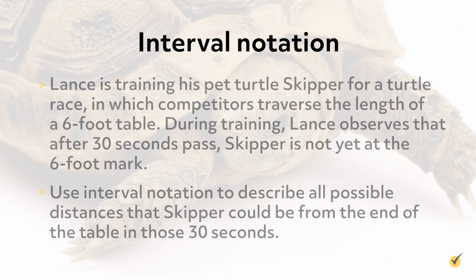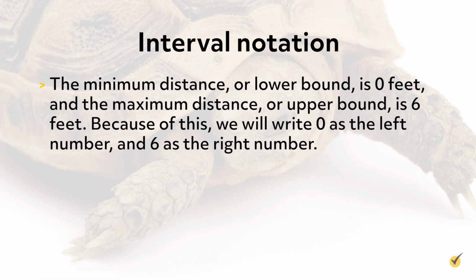In this scenario, the minimum distance or lower bound is 0 feet, and the maximum distance or upper bound is 6 feet. Because of this, we will write 0 as the left number and 6 as the right number. We also know that Skipper the turtle did not make it all the way to 6 feet yet. This means that 6 itself cannot be included as part of the interval. We will write a parenthesis after the 6 to indicate its exclusion.